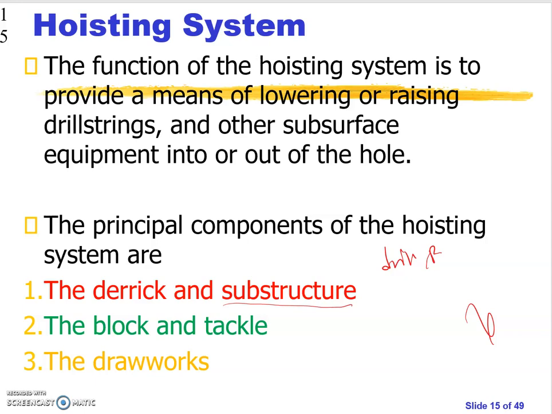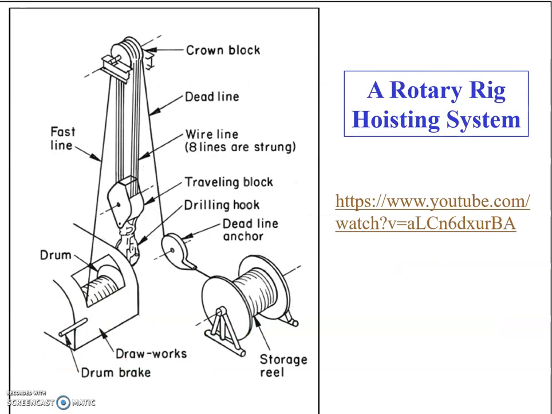So the next component of the hoisting system is the block and tackle, and the block and tackle's main function is to provide mechanical advantage, which permits easier handling of large loads. It has a couple of main components, which include the crown block, which is this crown block on the top of this picture. You can see the traveling block, which is traveling up and down, and the drilling line.